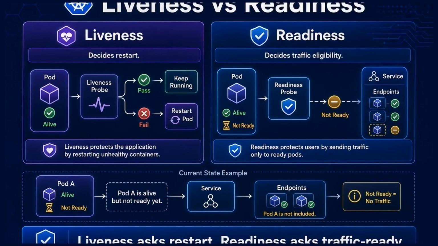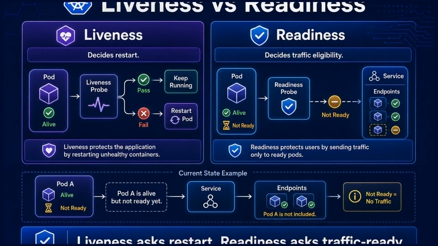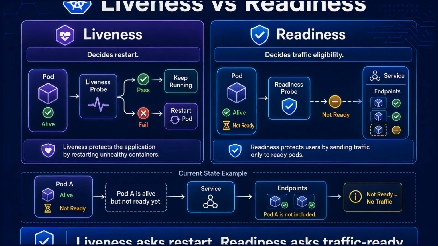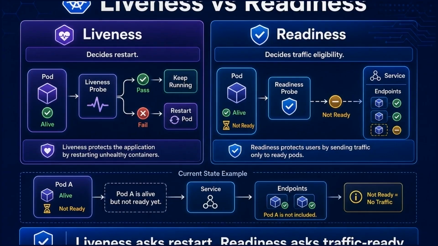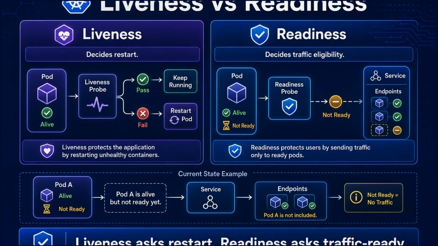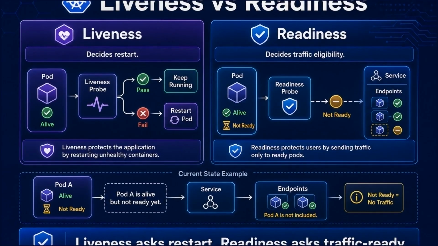That difference matters. An app can be alive but not ready. If readiness is false, Kubernetes should keep the pod out of the service endpoint list. If liveness keeps failing, Kubernetes should restart the container. Teams use probes because a deployment is not only about starting containers. It is about starting healthy, ready, usable instances.